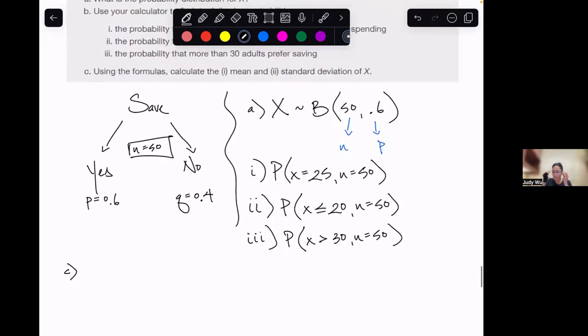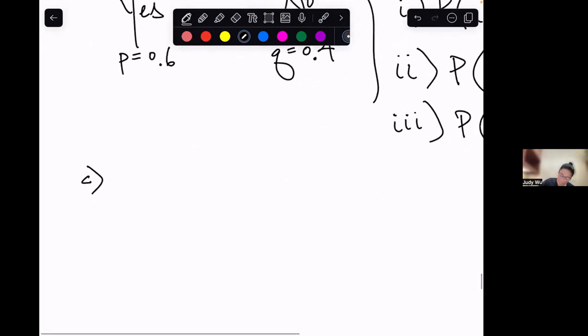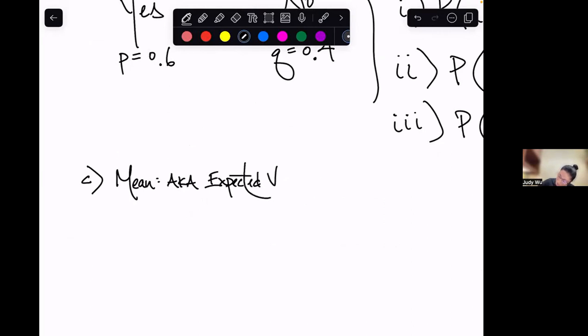It says, using the formulas, calculate the mean and the standard deviation of X. And so in our textbook, our mean, also known as your expected value, all right, well, we say this is the letter mu equals n times p. All right. Well, good thing we identified what our n is. n is 50. And our p is 0.6. And when we multiply them, we get 30.